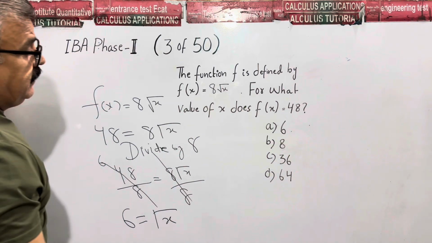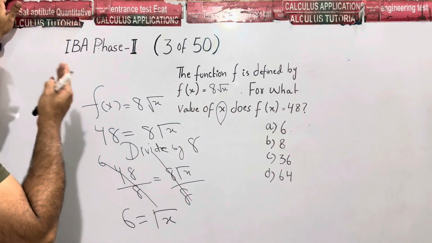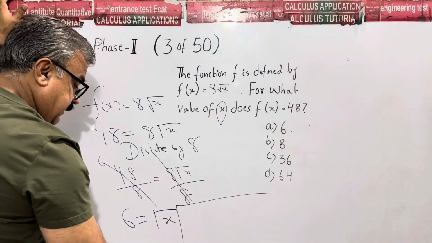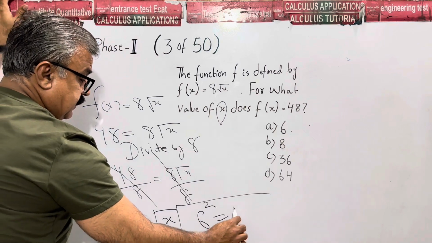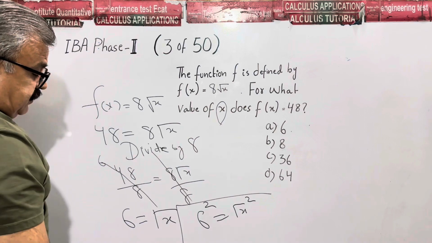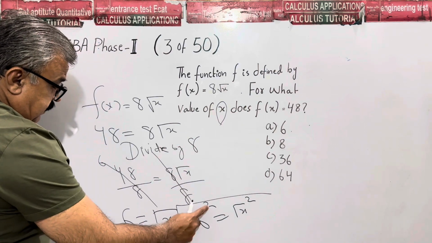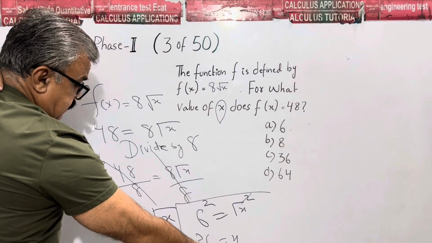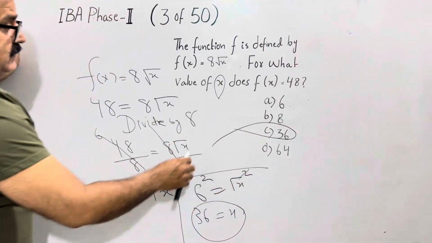We are asked to find the value of x, not root x. To get rid of the square root, square both sides. We have 6 squared equals root x squared. The square of 6 is 36, and the square root cancels out. So the value of x is 36.